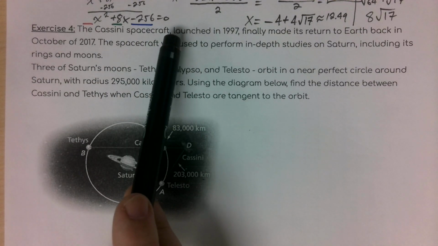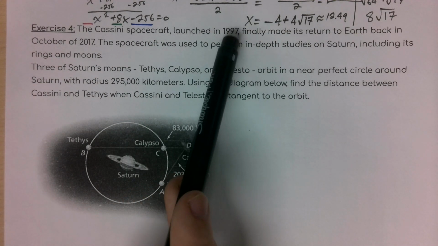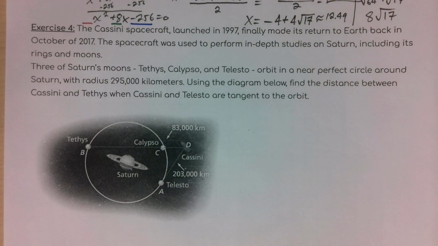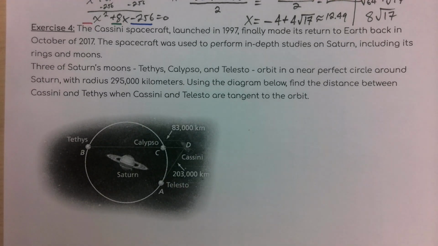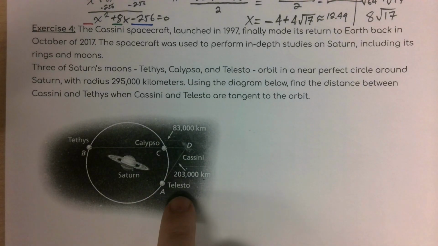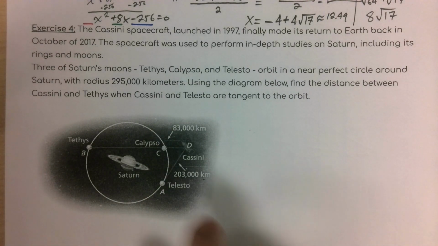The Cassini spacecraft, which launched in 1997, finally made its return back to Earth in October of 2017. This was a big, big deal. This was like the furthest out that humanity had ever gone from Earth. The spacecraft was used to study Saturn, including its rings and its moons. There are 3 moons on Saturn that we're going to be taking a look at: Tethys, Calypso, Telesto. They form a near perfect circle around Saturn, with a radius of the circle being about 295,000 kilometers.